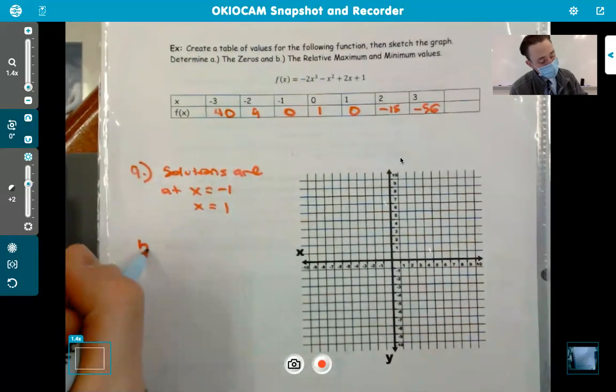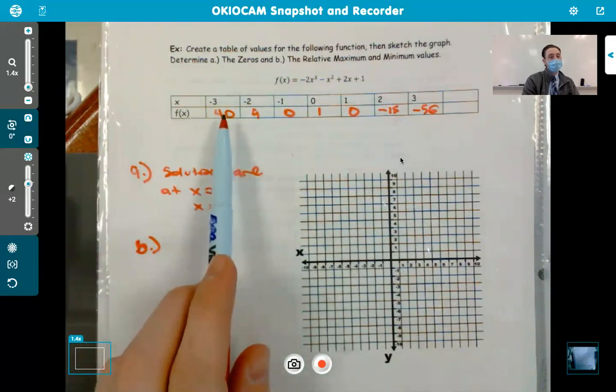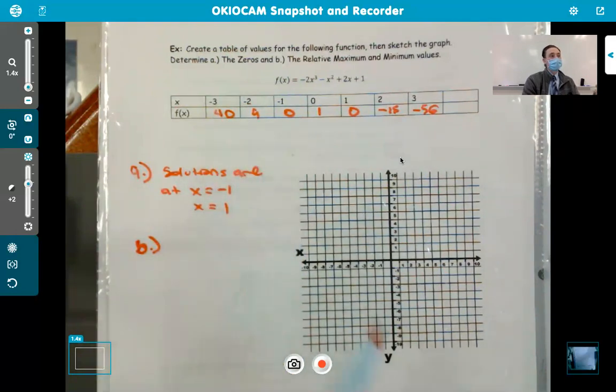Now let's move on to part B. Where are my relative maximum and relative minimum values? I want to be able to look at this table and determine where those values are. So as I go across here, I go from 40 to 9 to 0. I'm starting to decrease. Where do we think our max and min values are?